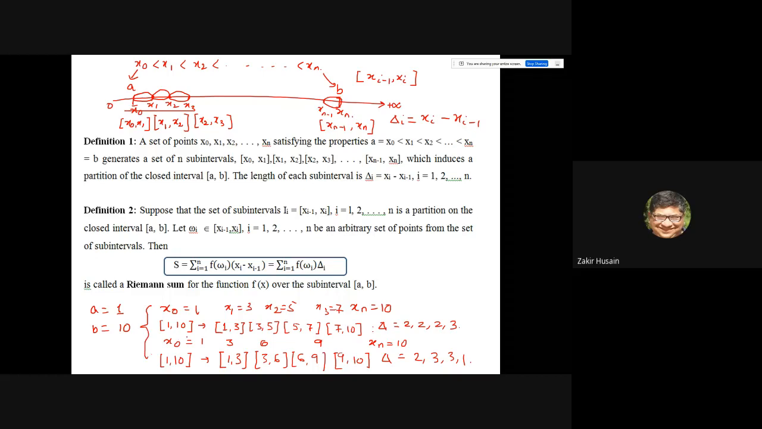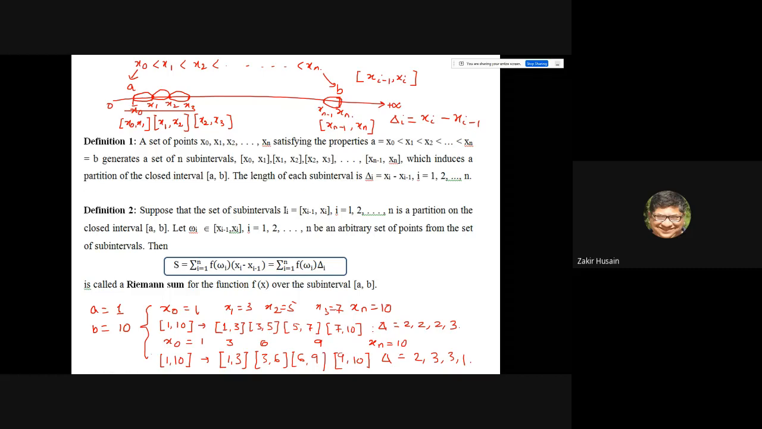So as you can see over here, you have the same interval. You can split it up into different subintervals, and the lengths can also differ. Okay, keep this in mind. It's a very important point. We shall come to this later on.